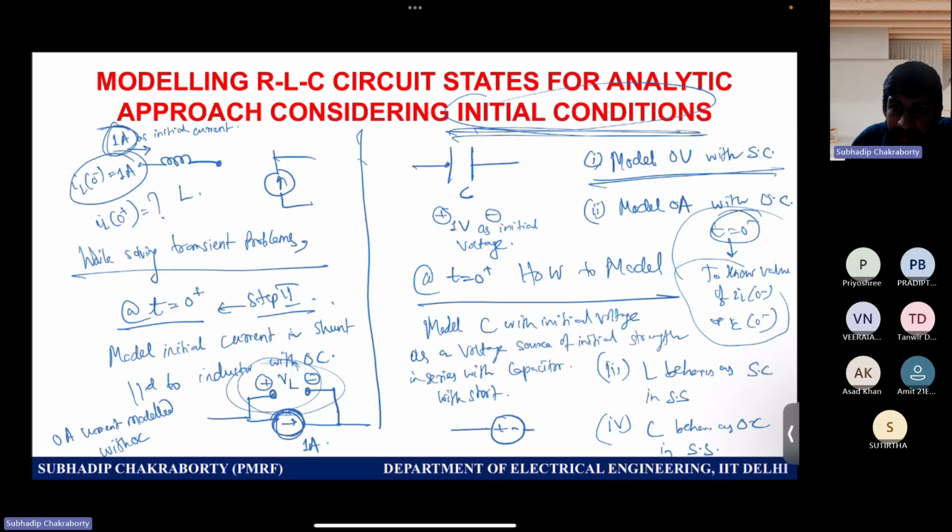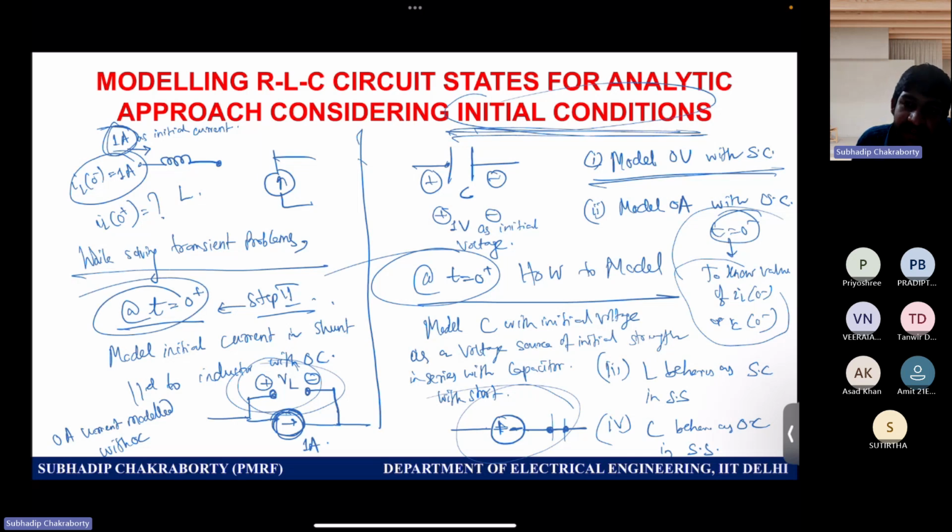Polarity should be according to the polarity across the capacitor, right? If the polarity is like this, the polarity of the initial voltage source should be like this. If it is opposite, it should be opposite. Then you need to draw the capacitor, but it will behave as a short, because voltage across it is 0, and to model voltage across a capacitor as 0, we need to short. So this is the model at t equal to 0 plus.